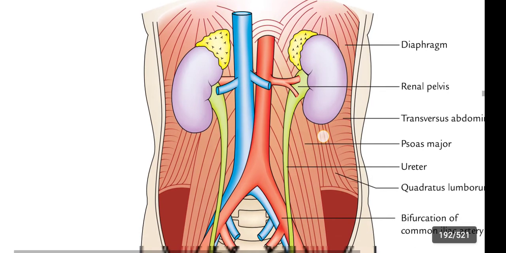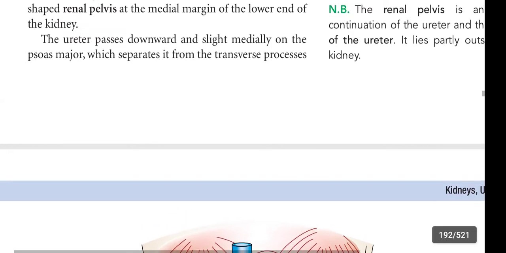See this figure, guys. This is the psoas major muscle, and this ureter lies slightly medial to the psoas major, and it runs downward somewhat medially.